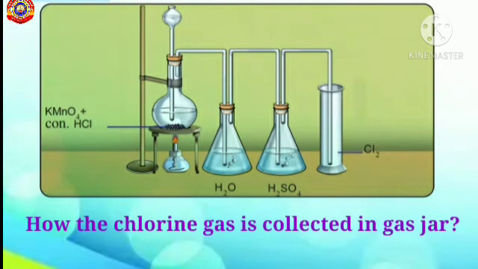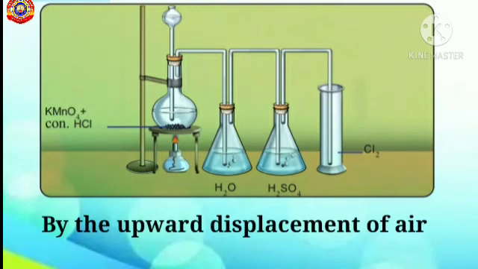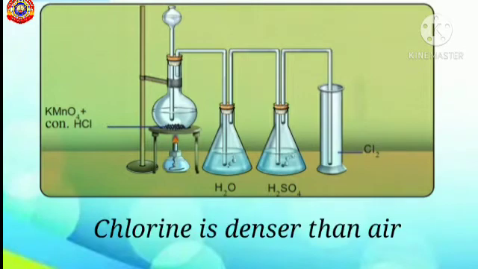How is the chlorine gas collected in the gas jar? Yes, by the upward displacement of air, isn't it? From this, what can you understand about the density of chlorine? Absolutely, the density of chlorine is higher than that of air. That is why it is collected in this manner.